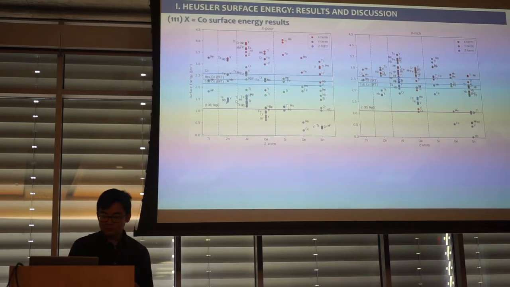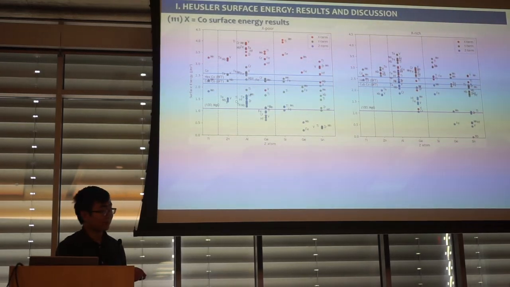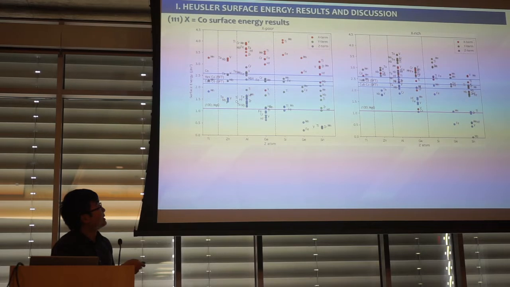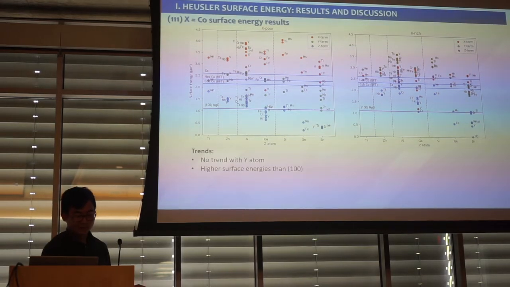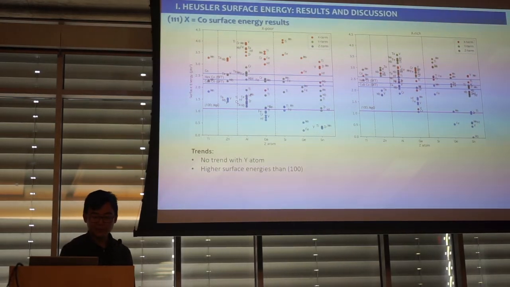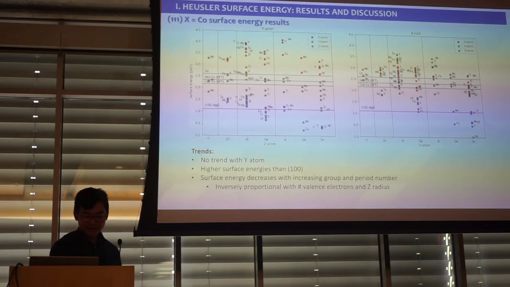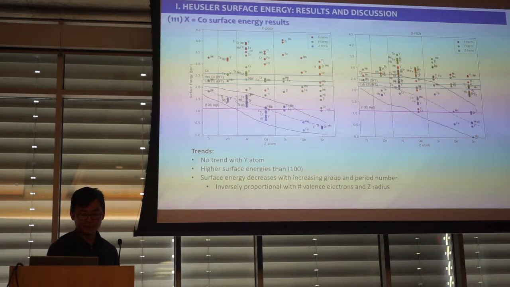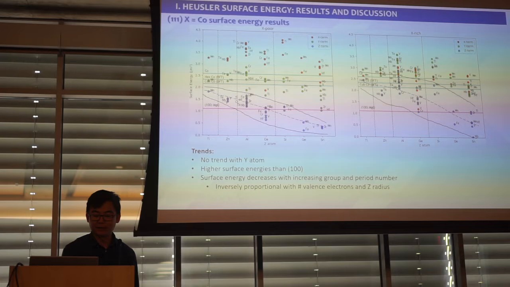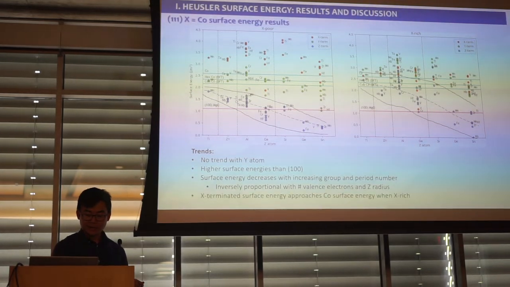Okay, so for the 111 surface, we have 3 different surface terminations, so you see 3 different colors up there. We still don't see any trend with the Y atom. We see that the surface energies are a little bit higher than the 100 surface. And we still see the same trend of decreasing surface energy with increasing group and period number.